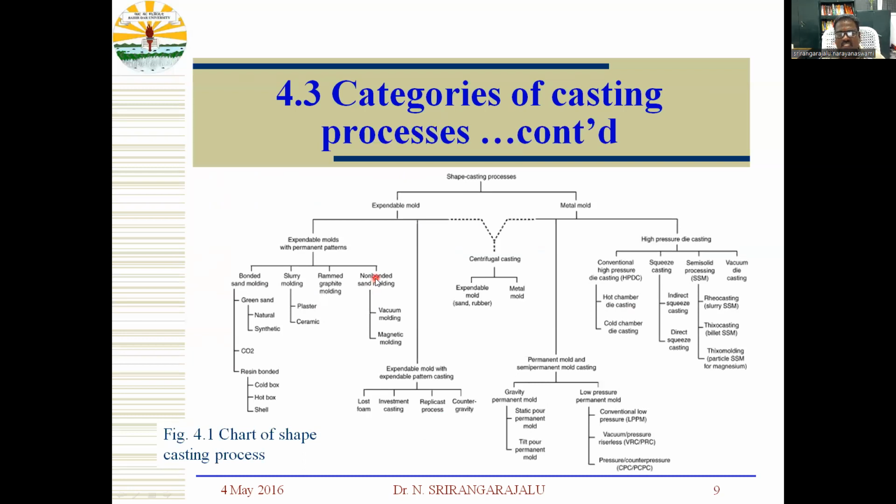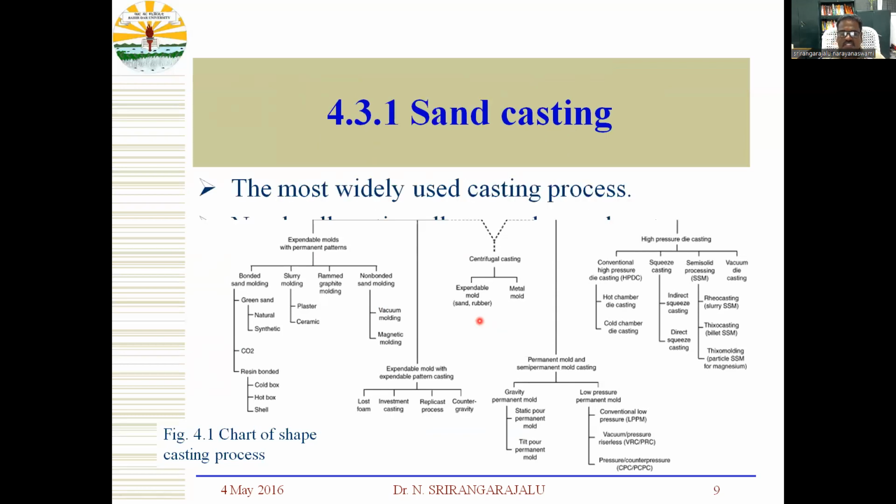These are the categories of casting processes: expendable mold, permanent mold, centrifugal casting, lost foam casting, investment casting, replicast process, counter gravity process, hot chamber die casting, cold chamber die casting. So many varieties of casting processes are there. This is the flow diagram of different types of casting processes. Today we will discuss some of the special casting processes.